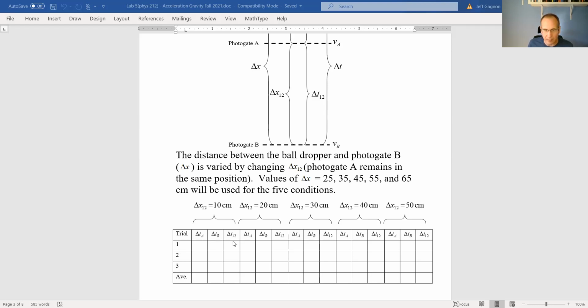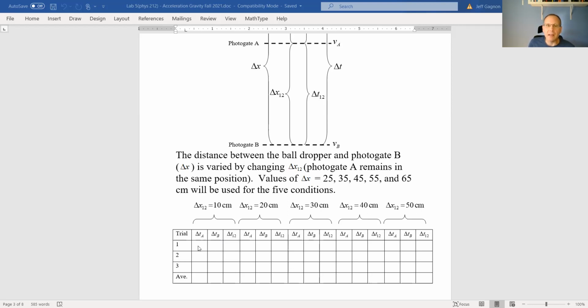You're not doing these separately. You're doing a single ball drop and you're finding 3 times. What do these times represent? Well, delta T12 we already know. That's the time it takes to go from the first photogate, photogate A, to the second photogate B. So that is the time it takes to go between those two photogates.